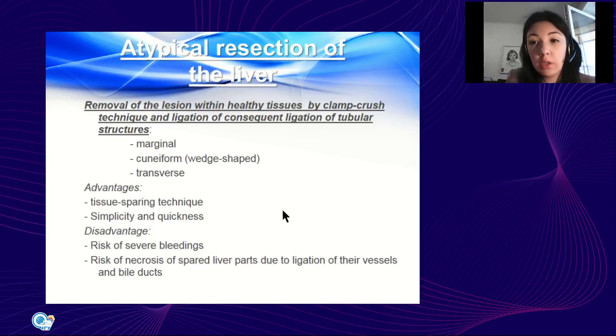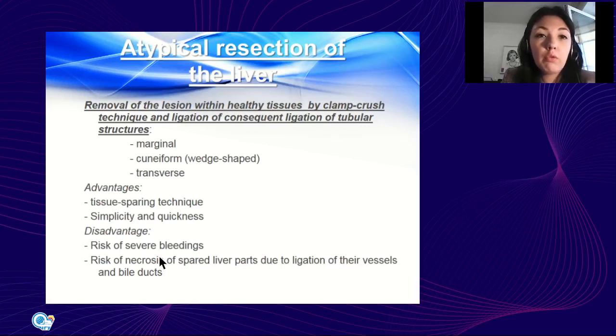That's why in exhausted patients, an atypical resection is not an operation of choice. In exhausted patients, in patients with a low level of hemoglobin, certainly we prefer typical resection of the liver because we need to save as much blood as possible.